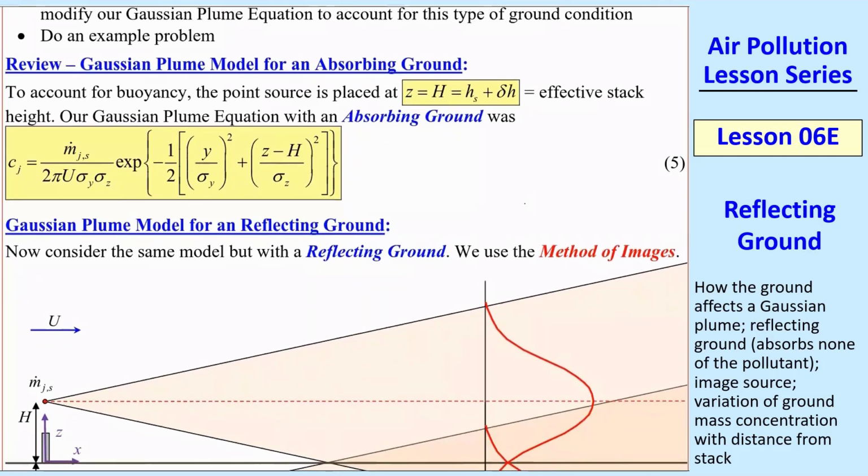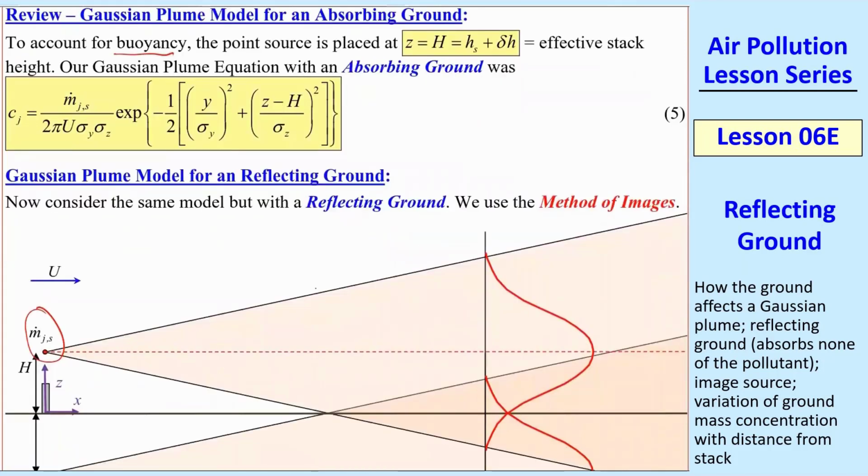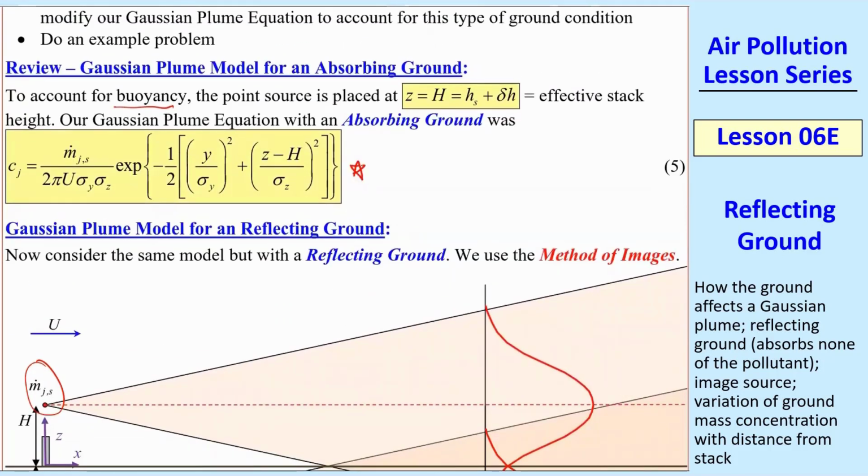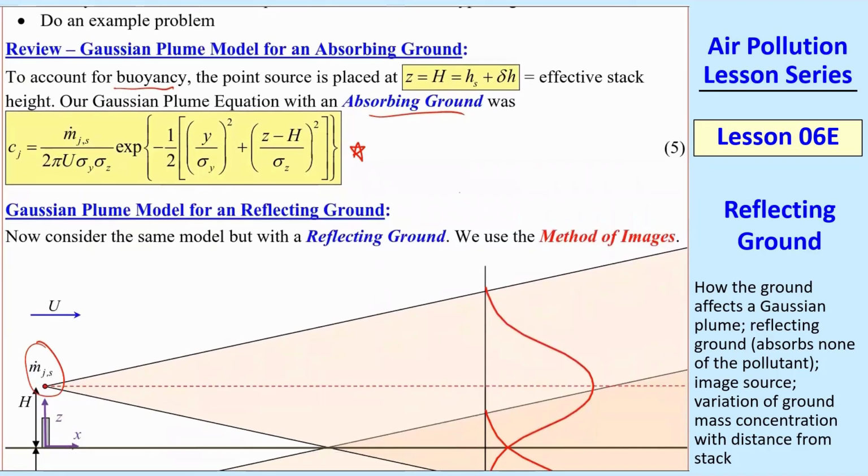So, a quick review for the absorbing ground case. We're again talking about the case with buoyancy added. So we have z equal H equal HS plus delta H at this location of the source, at this capital H. And this was our equation, our workhorse equation. I call that equation 5 for the case with the absorbing ground. Now, what about a reflecting ground?